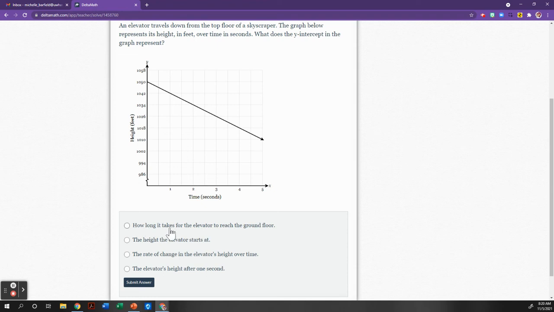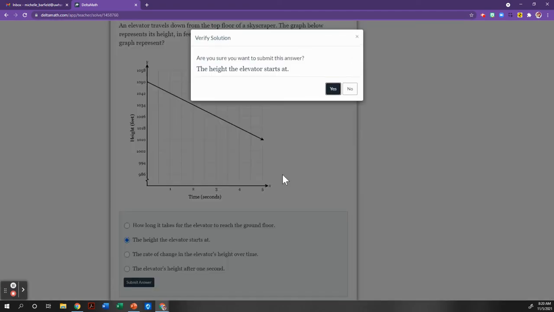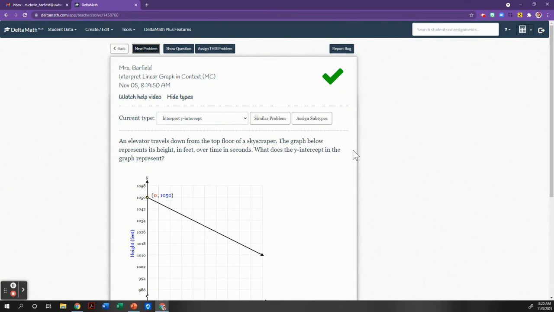It says how long it takes for the elevator to reach the ground floor. No, that's time. The height the elevator starts at. Starts, that's a good keyword. Initial height. The rate of change in the elevator's height over time. That's slope. The elevator's height after 1 second. At 1 second, the elevator is at 1042. We needed to focus on 1050, which is the starting point, which is this one. Submit my answer. Yes.